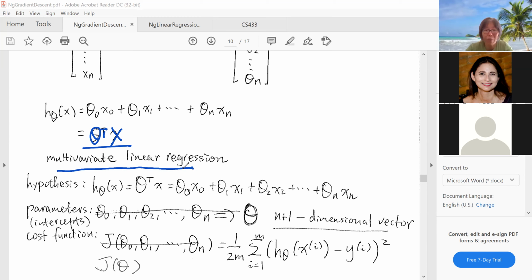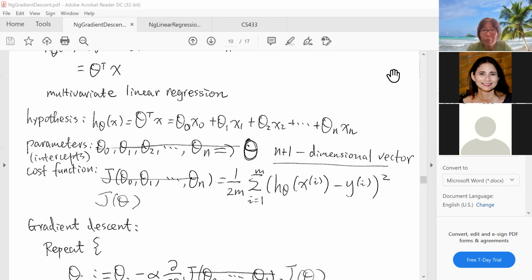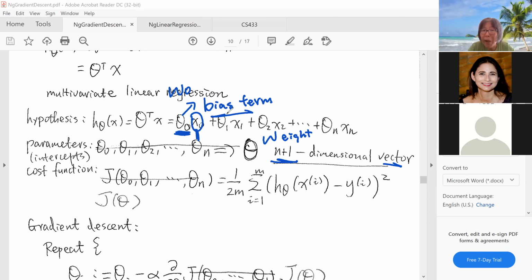For multivariate linear regression, the weight vector is n+1 dimensional. Be careful, okay? That's because, if you recall, we have the bias term. In this case, x0 is always 1, and this is the intercept, theta 0, w0. Then we call it the bias.